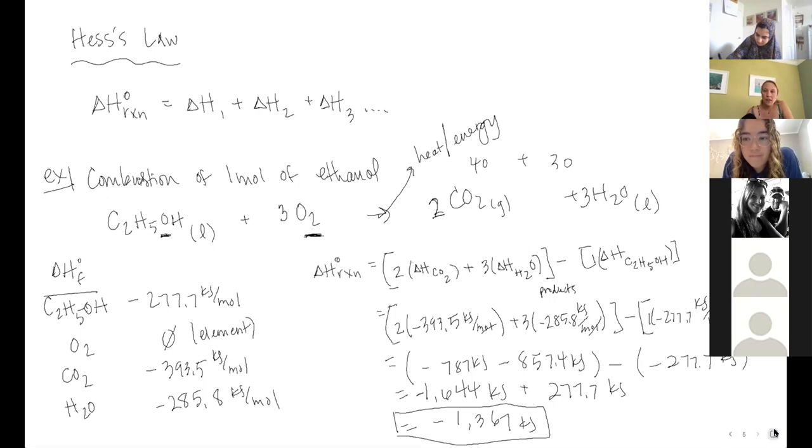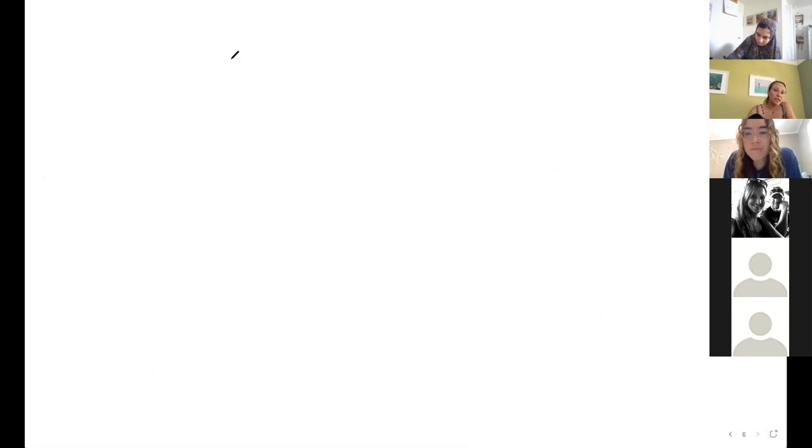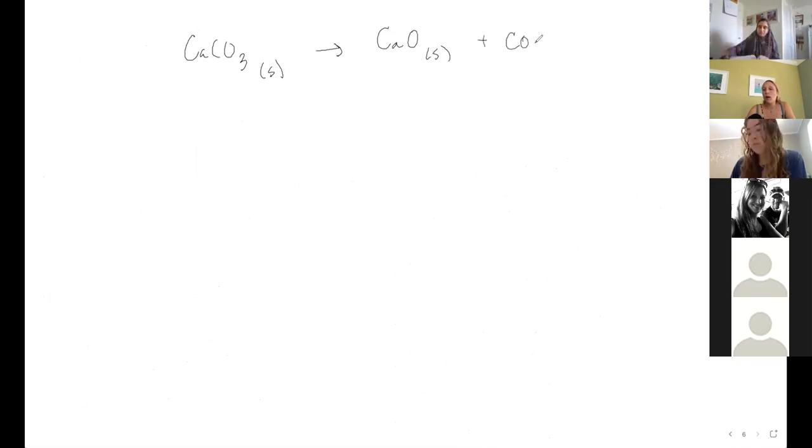Okay, then let's do one more and we'll be done for the day. So we have calcium carbonate reacting to form calcium oxide and carbon dioxide. So calcium carbonate, CaCO3, which is a solid, and it's going to react to form calcium oxide, which is a solid, plus carbon dioxide, which is a gas.